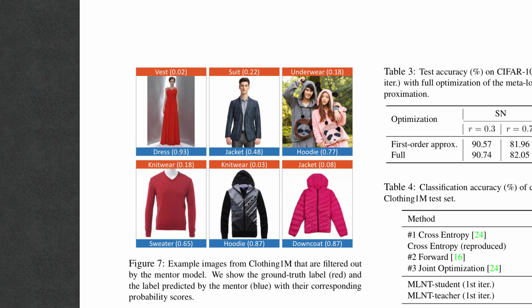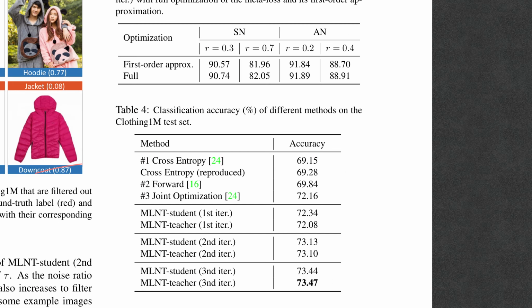This is an example of the examples that are separated by the mentor model. You can see here that these are the actual ground truth, and this is the label that the mentor net assigned to it. They also showed that the results using this first order approximation are pretty close to the full approximation, therefore that first, one step look ahead is pretty useful.